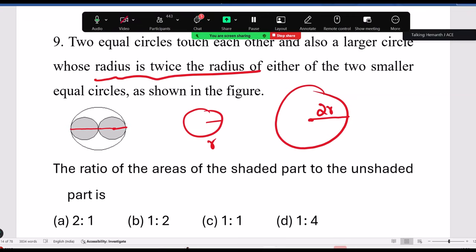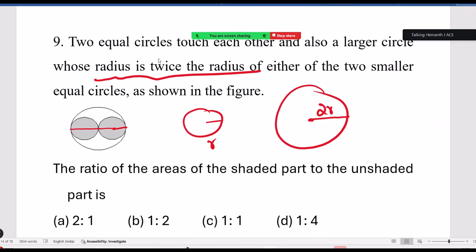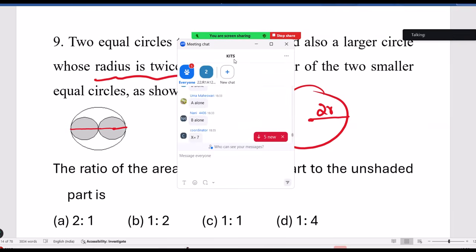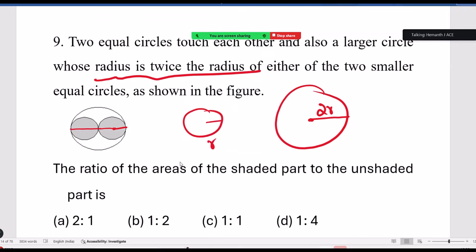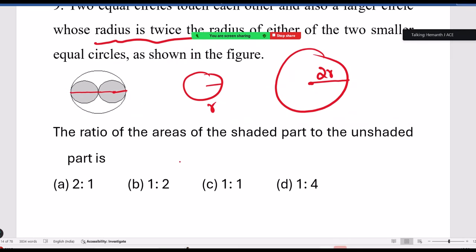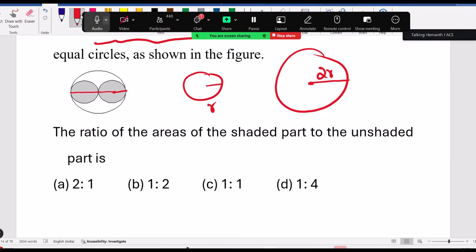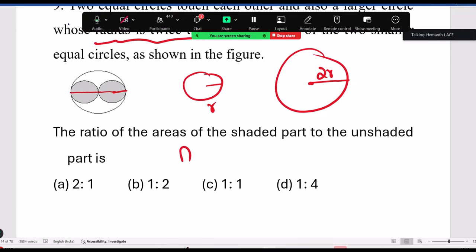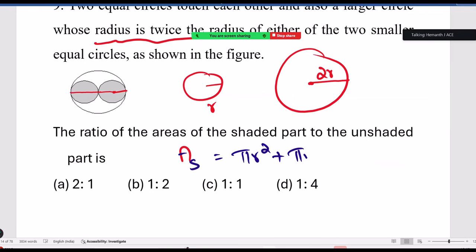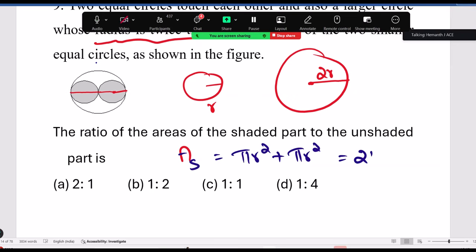Now the question is the ratio of the area of the shaded part with respect to the area of the unshaded part. Option C, both are equal. So what is the area of the shaded part? AS means area of the shaded part. Two circles: pi r square plus pi r square. 2 pi r square is the area of the shaded part.